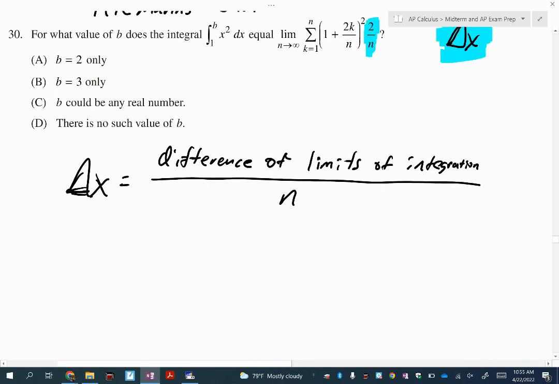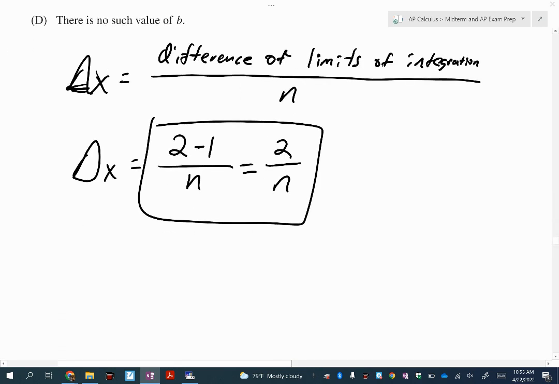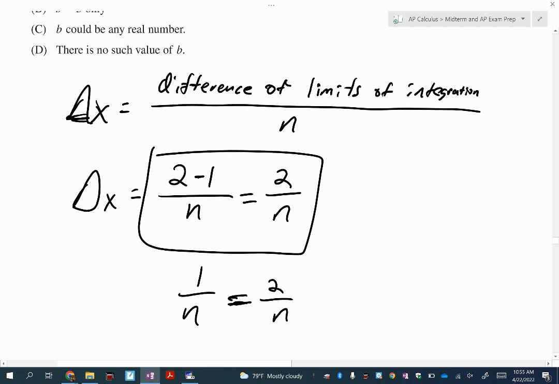If this is going to be true, then the difference in our limits of integration has to be equal when I set this up. We know one of the limits of integration is 1. We're trying to figure out what this one is. Let's imagine it's 2. The first one is 2 minus 1 over n. It has to equal what? What is my delta x? I highlighted in blue: 2 over n. So let's see if this is true. What's 2 minus 1? 1. Is this a true statement? No, it's not. So it's not A.